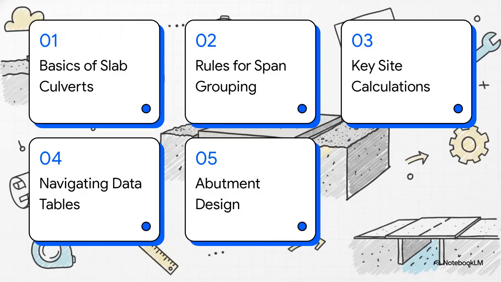All right, here's our roadmap for today's explainer. We're going to hit 1, the basics of slab culverts, 2, rules for span grouping, 3, key site calculations, 4, navigating the data tables, and finally 5, abutment component design. Let's get right to it.